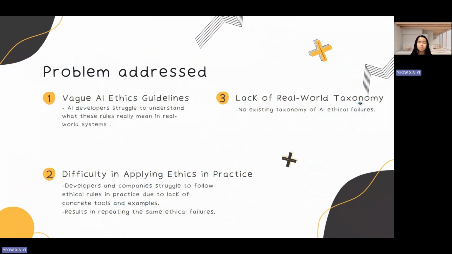We are presenting the paper titled AI Ethics Issue in Real World Evidence from AI Incident Database. Firstly, the problem addressed is AI ethics guidelines are often too vague. Developers don't get clear direction on how to apply them in real projects. Because of this, ethical failures repeat as companies struggle without practical tools or examples. Also, there is no existing taxonomy of AI ethical failures, making it hard to learn from past incidents.